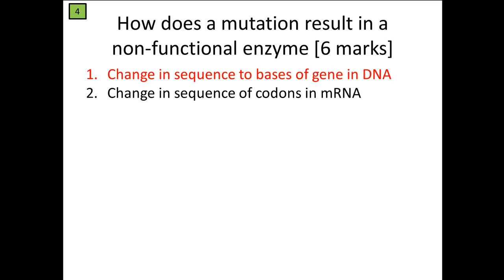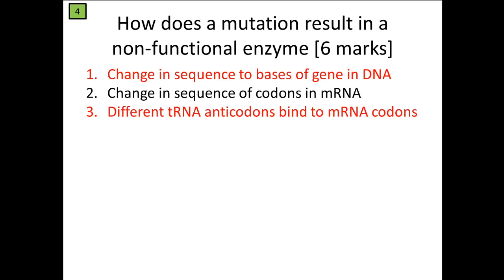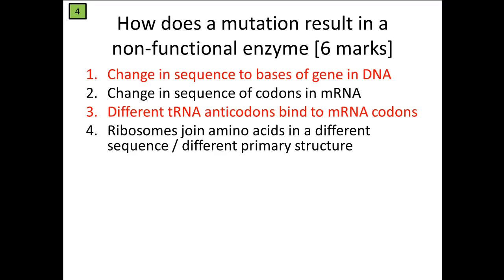So when it does transcription, that change in the DNA is going to be reflected in the mRNA. Therefore, different tRNA anticodons bind to mRNA codons. I always try and get that into my answer. So I'm talking about translation now. The tRNA is the thing that determines the amino acid. So 4 then says ribosomes join amino acids in a different sequence because of number 3. Therefore, there's a different primary structure, I could say.